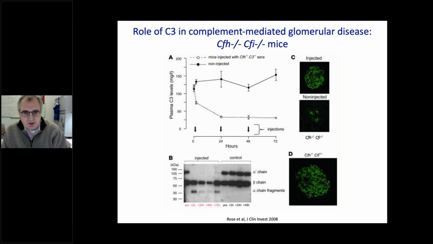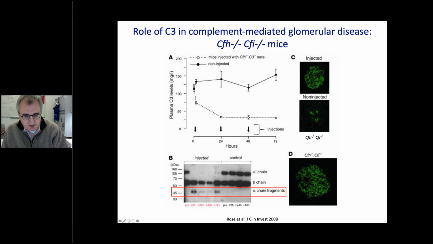And this is nicely captured by a study, again, by Matthew Pickering, where they generated a factor H, factor I double knockout mouse. The intention of this study was to enhance the phenotype of the factor H knockout mouse. What they found in the first place was a mouse with almost no renal phenotype, and even normal C3 levels. Only when they injected serum that contained factor I, so some of the factor I was restored, C3 was metabolized, which you can see here on the Western blot.